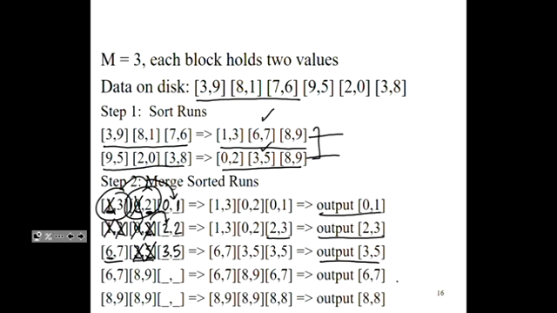Right? Okay. All right. So this was the case where m is equal to 3, b of r is equal to 6. Let me go back to m is equal to 3 and b of r is equal to 9.